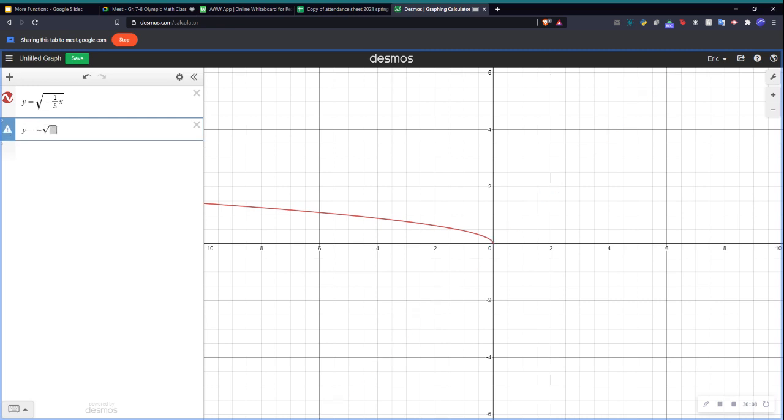Let's make a top one in positive square root. So the red line is the positive square root. Let's make this one, I think, a blue line. Right, it's a blue line. So this is a positive square root right here, of negative 1/5 x. And this is a negative square root. So we have the negative square root of negative 1/5 x.